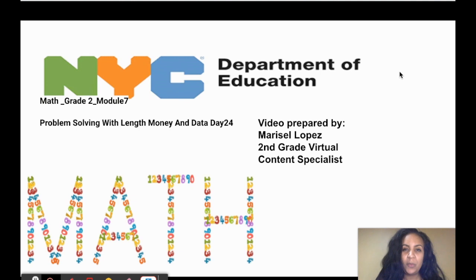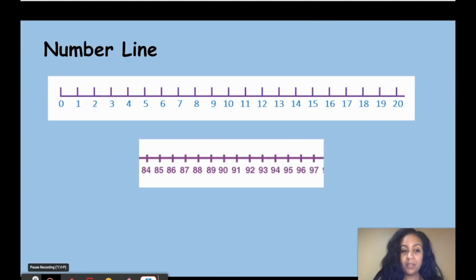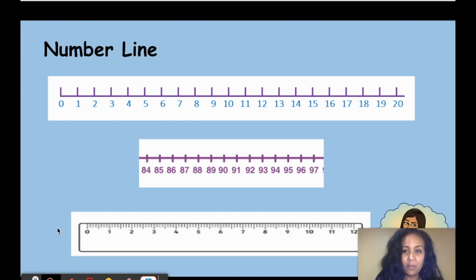In today's video, we will continue learning about measurement. We are also going to solve word problems involving measurement using the number line. Let's begin. In a previous video, we learned that number lines can help us solve problems involving measurement. We also learned that the numbers on the number line are evenly spaced and they remind us of a ruler.